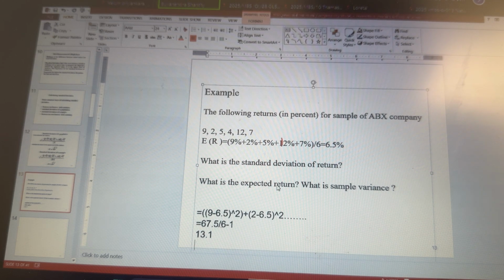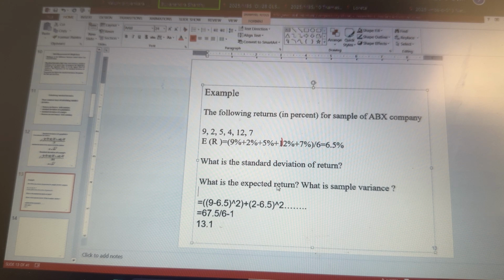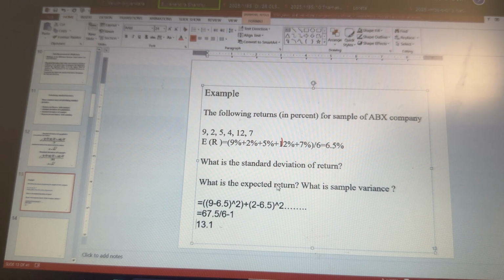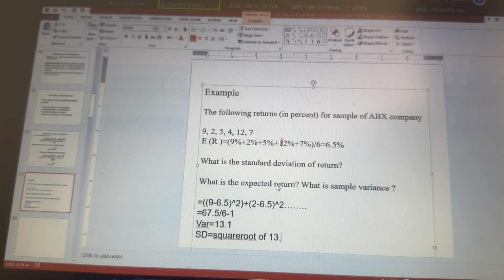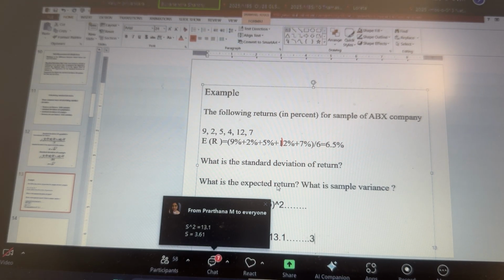Then the standard deviation is the square root of this variance. This is the variance, so we need to take the standard deviation, the square root of 13.1, which is equal to 3.62%. Right, okay, this is clear.